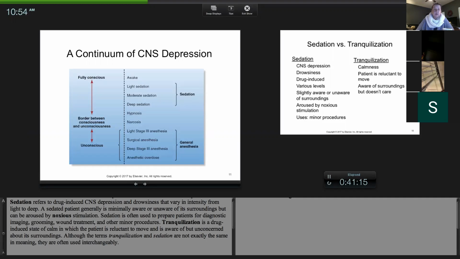Surgical anesthesia, Michaela, it depends on what drugs you're using, how long it takes to achieve surgical anesthesia. It can take 20 minutes or so to get deep enough to achieve that effect. So I'm going to get into that when I talk about how we give anesthetics and whatnot.